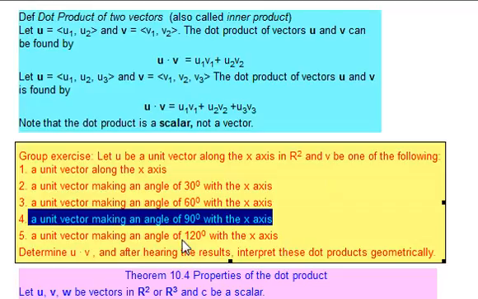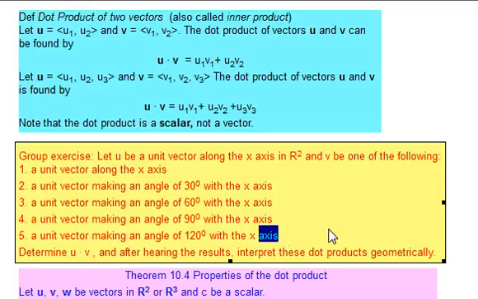A unit vector making an angle of 120 degrees with the x-axis, well, that would be cosine of 120, which is negative 1/2, plus square root of 3 over 2 j, negative 1/2 i plus square root of 3 over 2 j. When we dot that with 1, 0, we get negative 1/2.